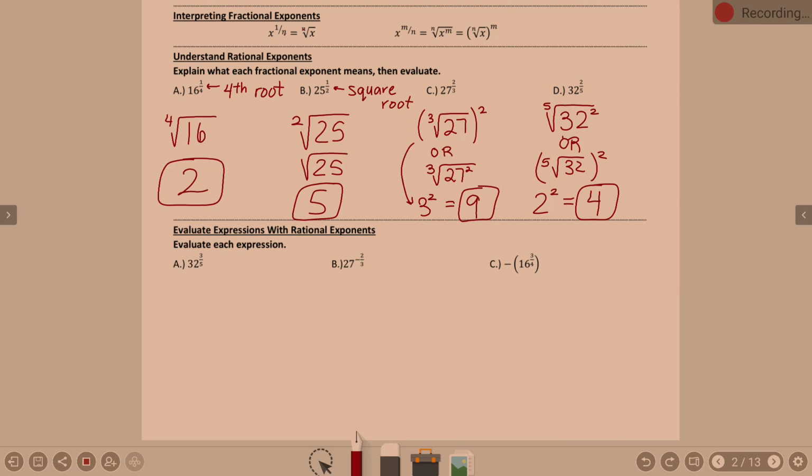Now, my point of doing this is I could also have done 32 squared. 32 squared is 1024. Well, then if I do the fifth root of 1024, guess what? It's 4. So there's your proof. It works both ways. Okay, in case you hadn't quite figured that out.